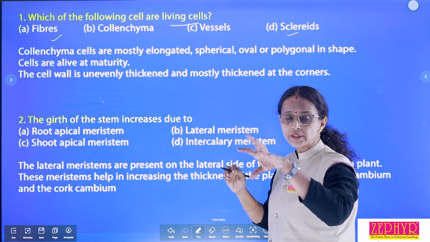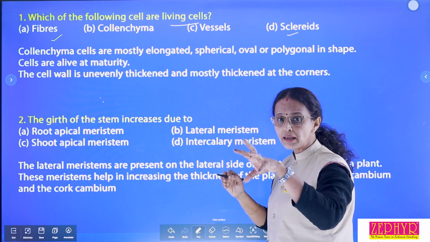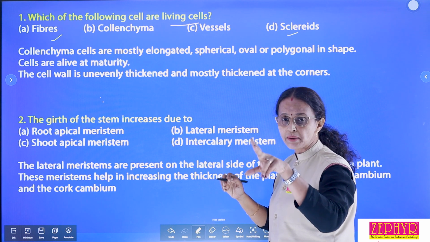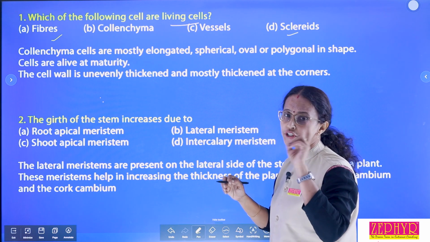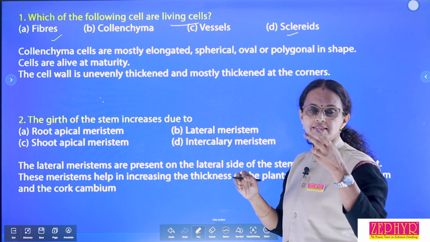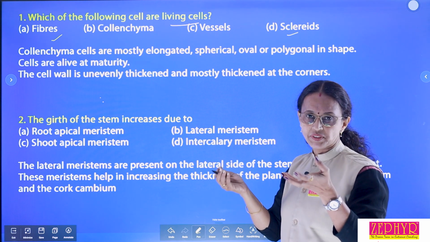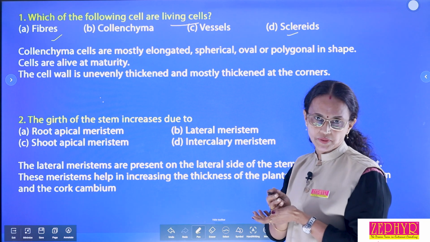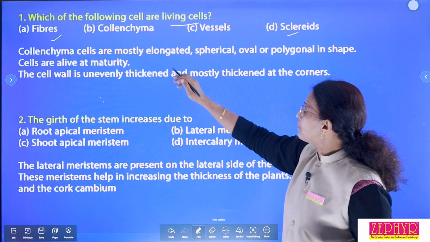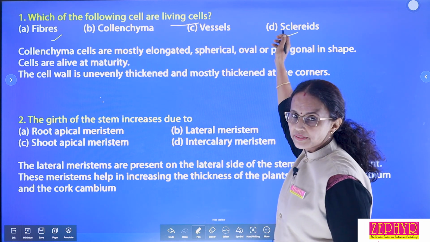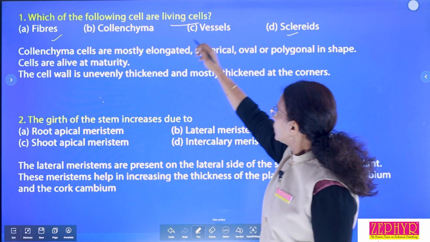Simple tissues are of three types. Which are they? Parenchyma, collenchyma, sclerenchyma. Sclerenchyma is a simple permanent tissue which is made up of only one type of cell and that is a dead cell. The function is mechanical support. Sclerenchyma are of two types, first one is fiber and second sclerid. It is a dead cell, so leave it.